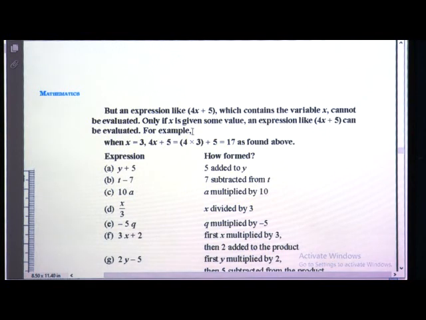Only if x is given some value, an expression like 4x plus 5 can be evaluated. Okay? 4x plus 5 can be evaluated if x is given some value, like x is equal to 3. So, 4 into 3 plus 5, 4 3s are 12 plus 5 is equal to 17. So, it means if the expression contains variables and the variable has some value, then that expression can be solved.